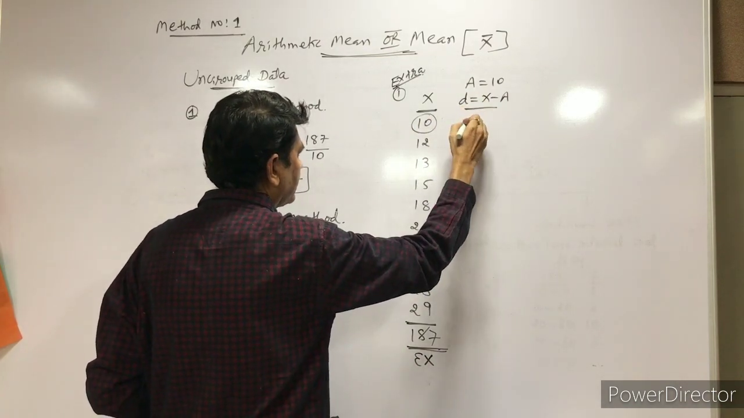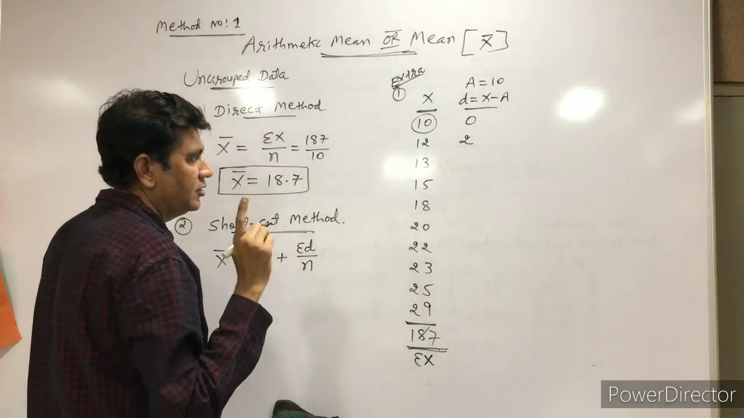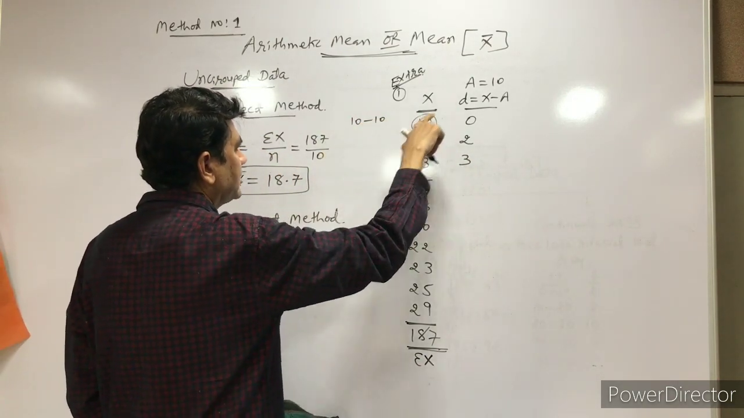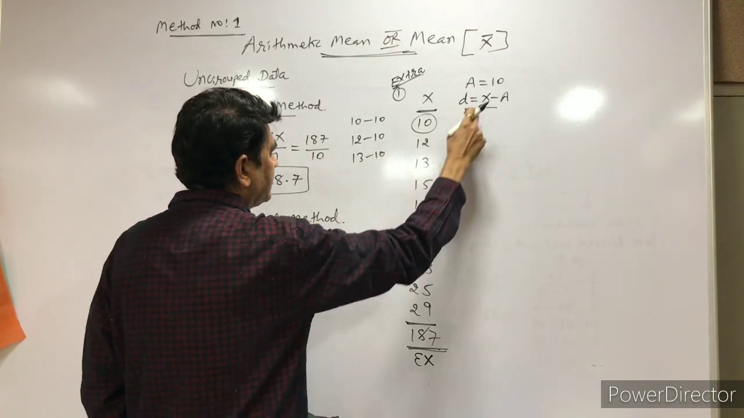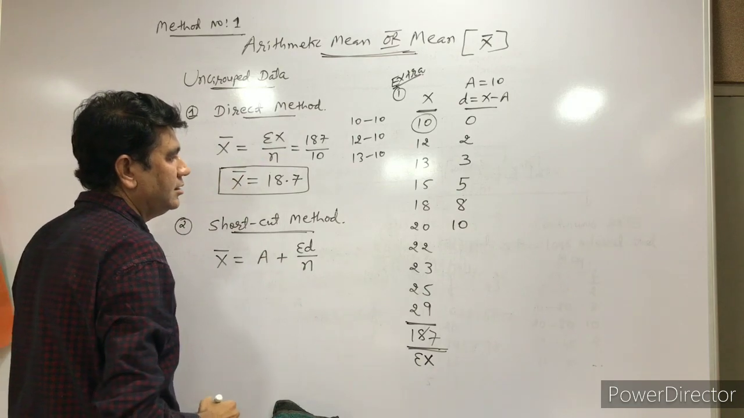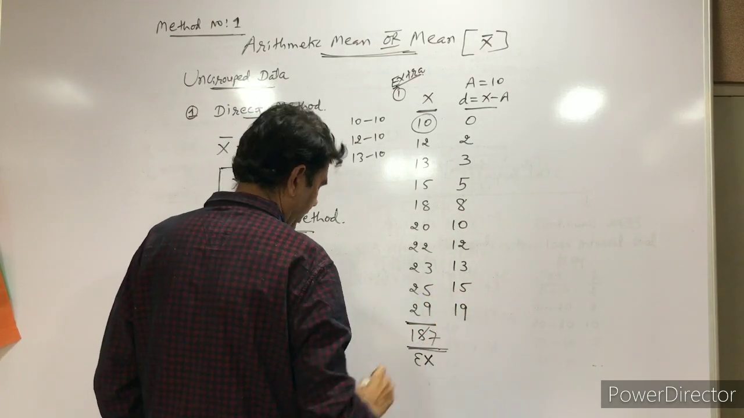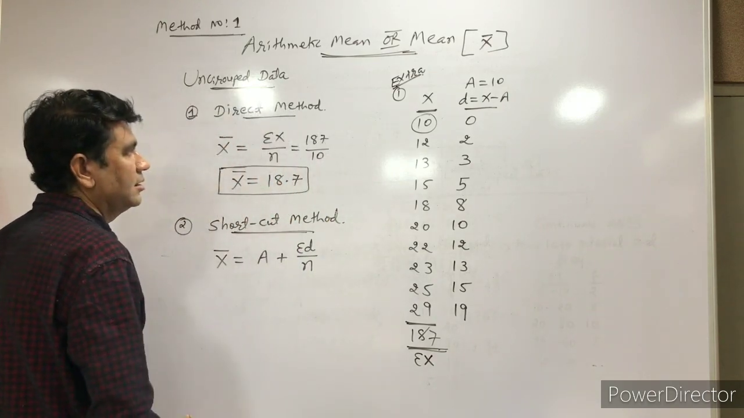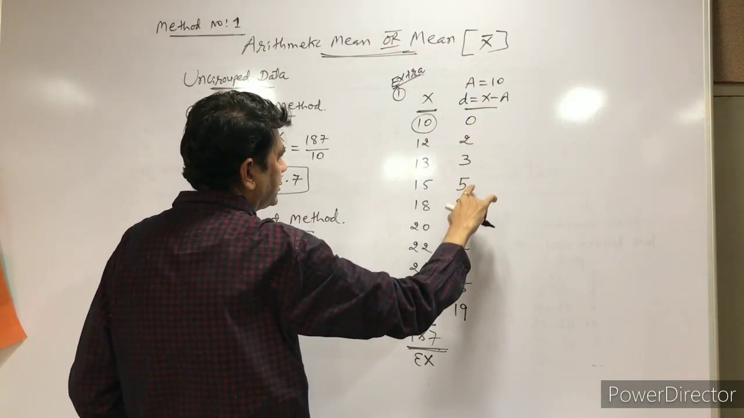Like 10 minus 10, 0. Then 12 minus 10, 2. I repeat, you can use calci. 13 minus 10. I repeat calculation. First 10 minus 10, then 12 minus 10, then 13 minus 10. Remember that. Same as 15 minus 10, 5. Then 8, 10, 12, 13, 15 and 19. Verify your calculation.